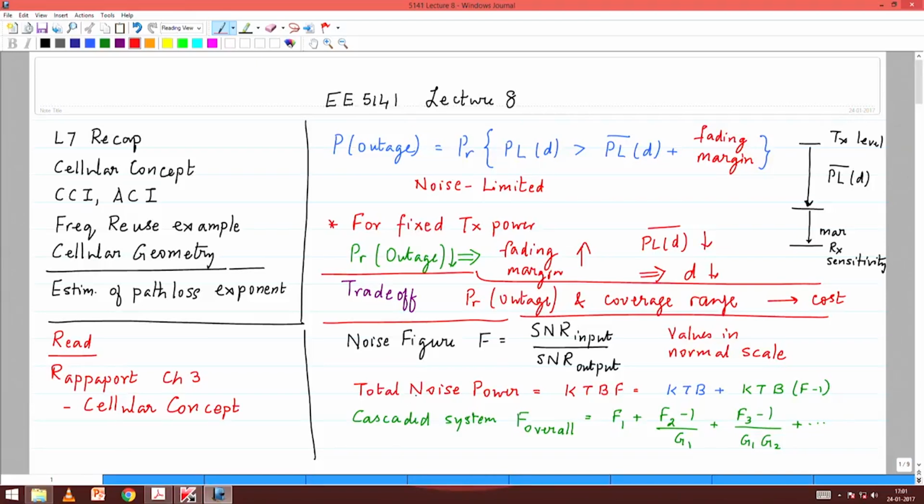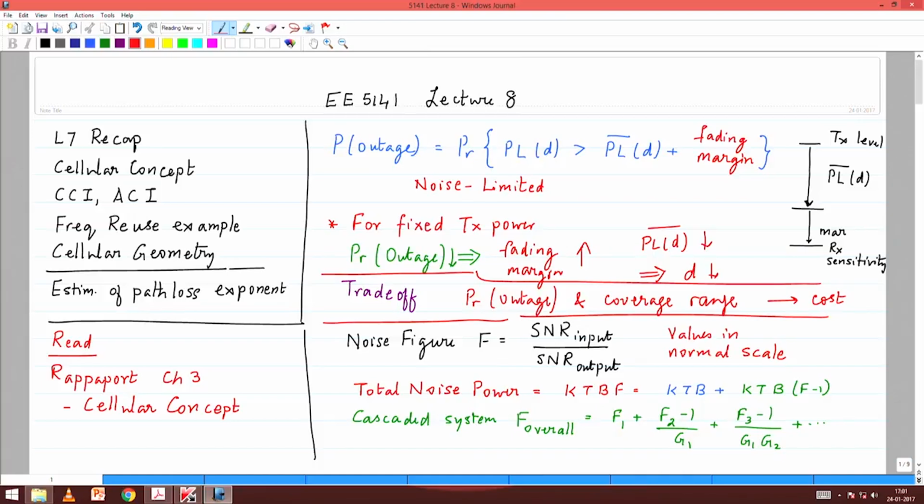A nice way to visualize the total noise power, we know the basic formula, it's KTBF: Boltzmann's constant, the ambient temperature, the bandwidth of the receive filter, and the noise figure. Always good to visualize it as two components. One is the ambient noise, KTB. The other one is what your receiver added to it. It's KTB(F minus 1).